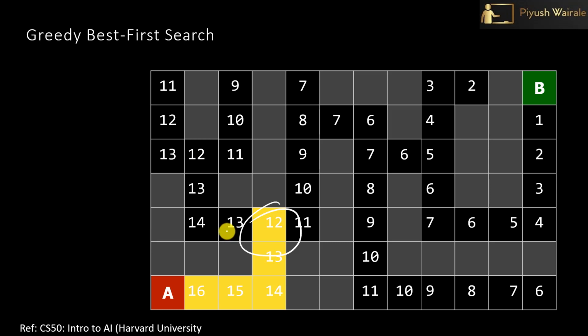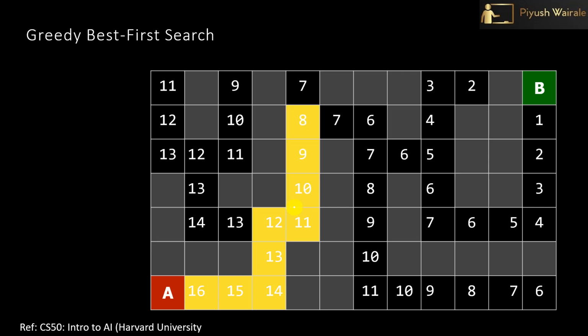But here we are deciding based on the heuristic value. 11 is less, so I will go through this path, that is 11. I follow this path: 11, 10, 9, 8, now 7. Now in this case, I can select anyone, I can go straight or I can go to the right-hand side, but let us go straight. I didn't find any goal after this path. Then I will check which one has the lowest heuristic value.